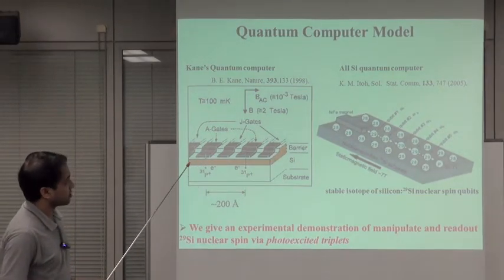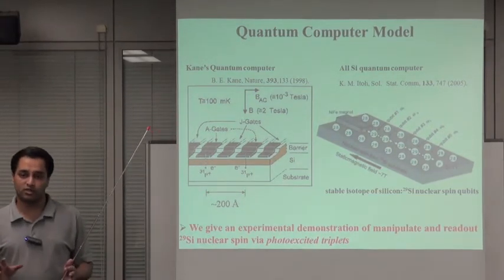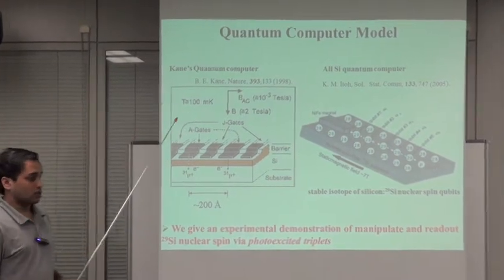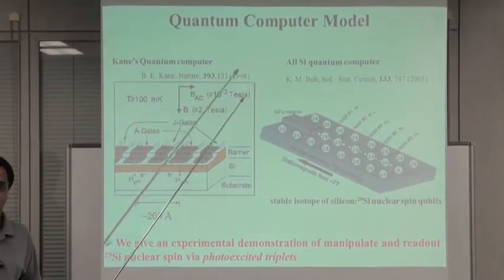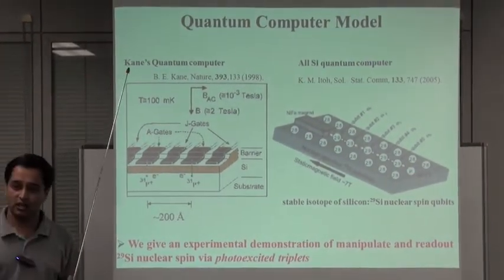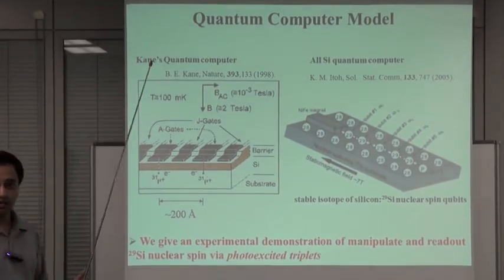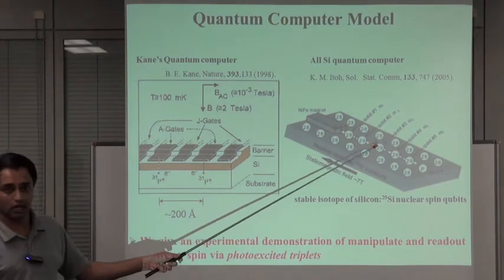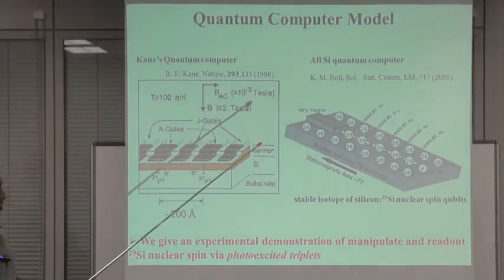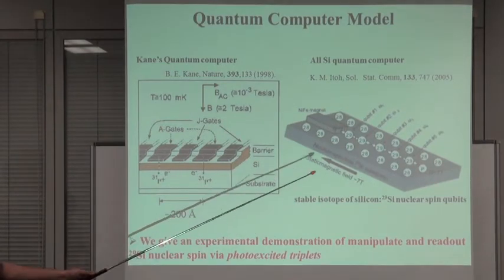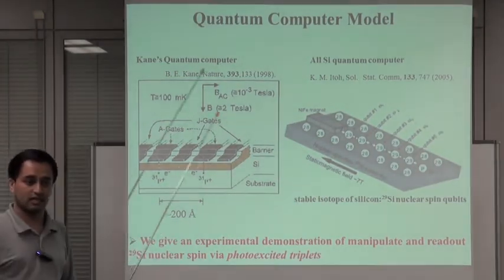The motivation is that we all know there have been lots of quantum computer models ever since the Keynes quantum computer model was proposed. One such model was given by our group, which is an all silicon quantum computer model, where we used 29 nuclear spins as a quantum memory. To read out these 29 nuclear spins, it was proposed that phosphorus electron spins would be used to read out the nuclear spin states in the silicon.